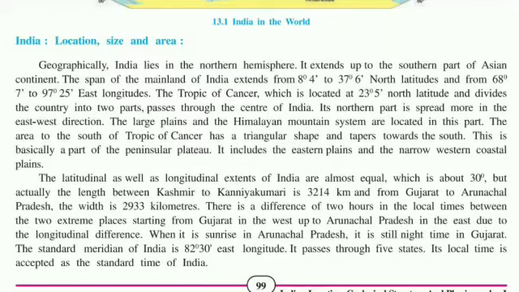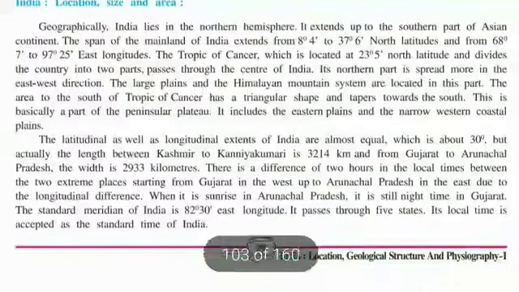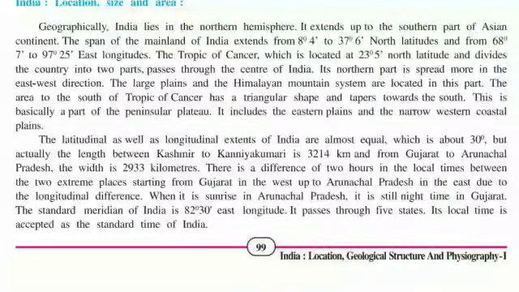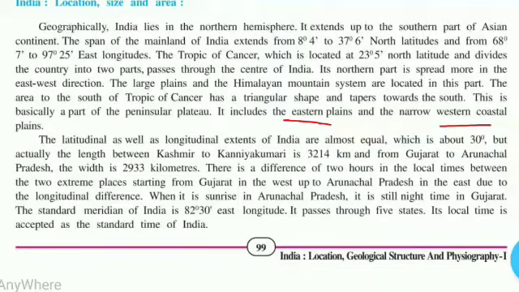So basically the part of the peninsula plateau includes eastern plains and the narrower western coastal plains. So these two things are also added in the coastal plain: the eastern plains, and secondly the western plains, ठीक है. So these two plains you can generally find in the southern part. ठीक है, हमें ये दक्षिण में देखने को मिल जाएंगे. ईस्टर्न प्लेन पूर्वी दिशा में होंगे और वेस्टर्न प्लेन्स पश्चिमी दिशा में. इसके अलावा latitudinal as well as longitudinal extent of India is almost equal.